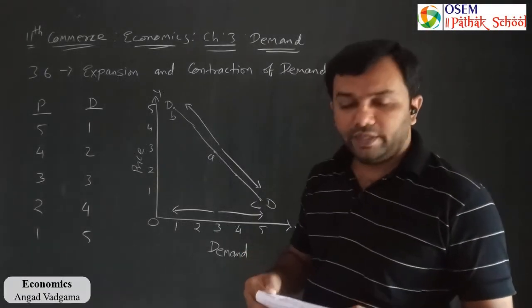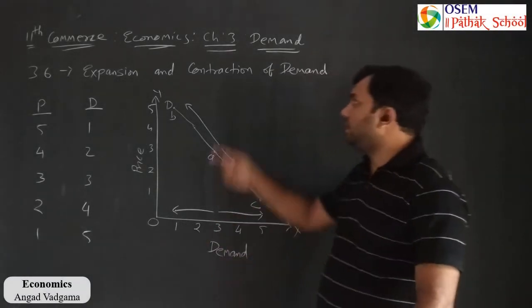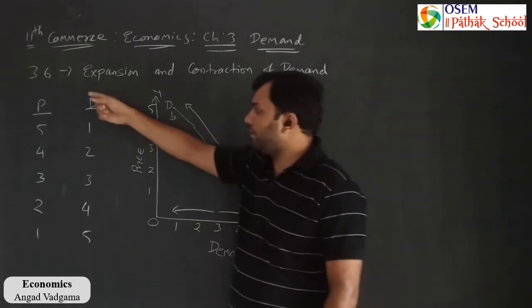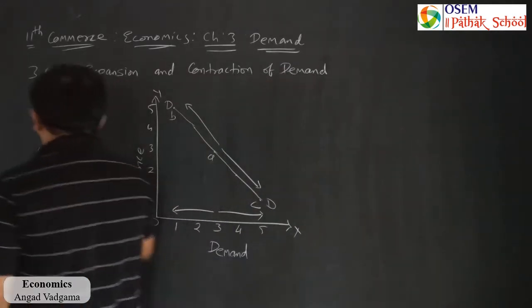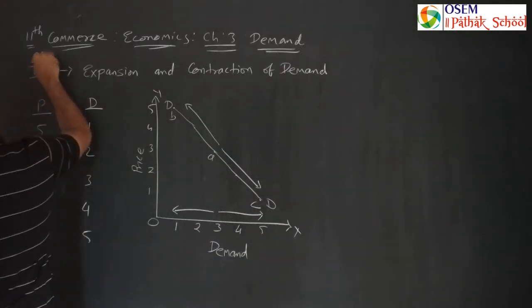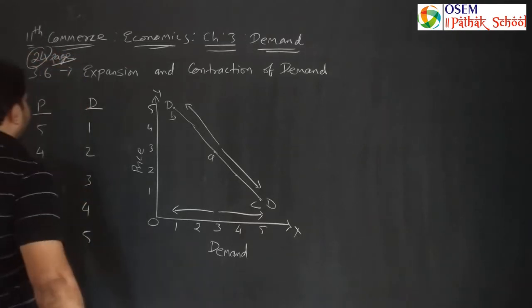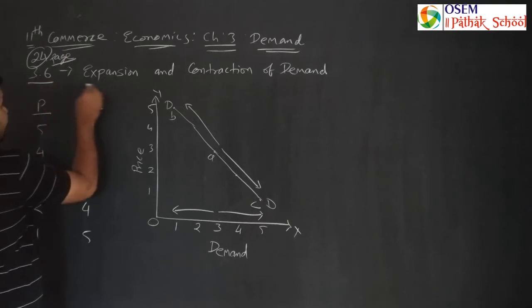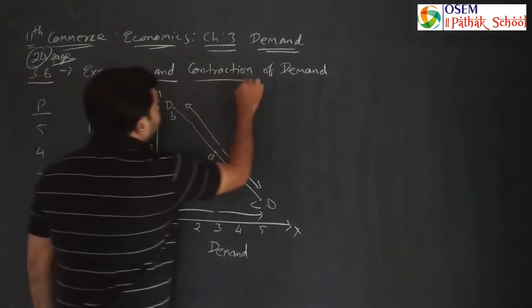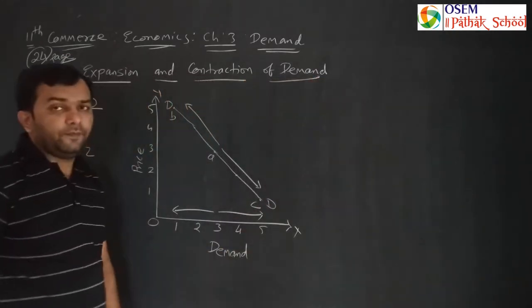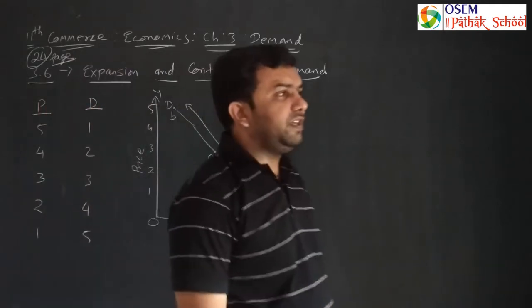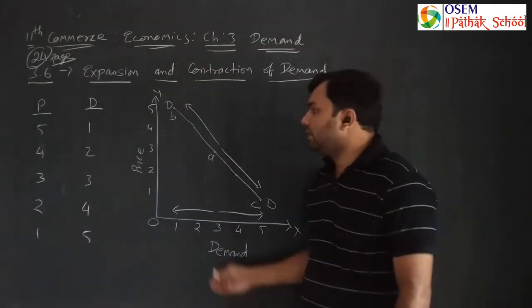So today we are going to learn the next topic of our chapter number 3, that is demand. The name of the topic is on textbook page number 24, point number 3.6, expansion and contraction of demand. So what does it mean by expansion and contraction?